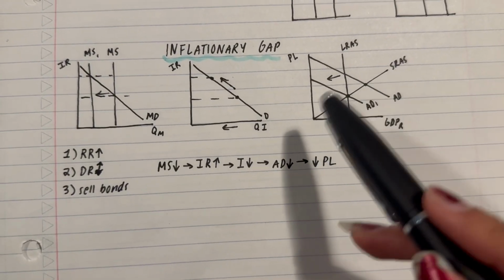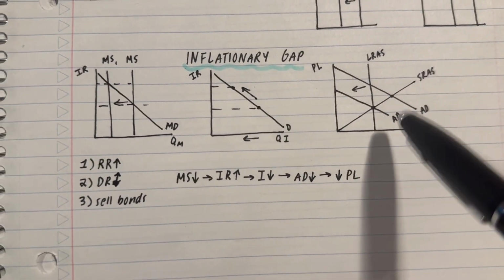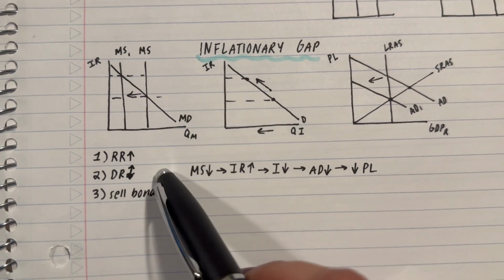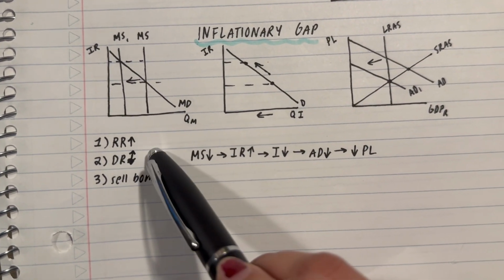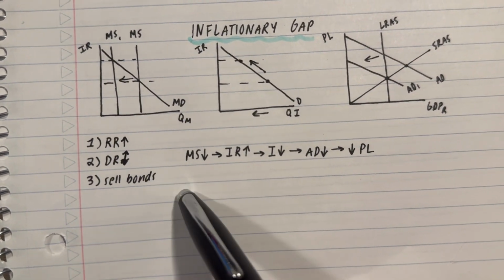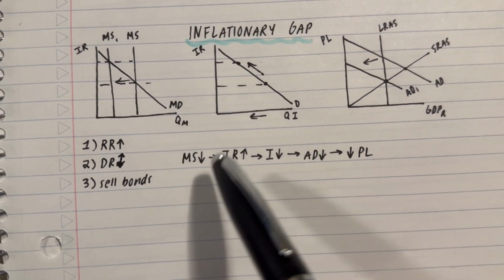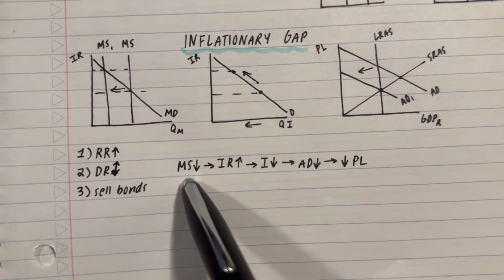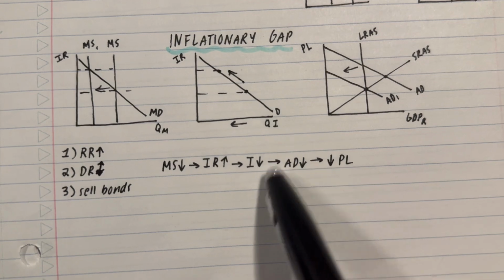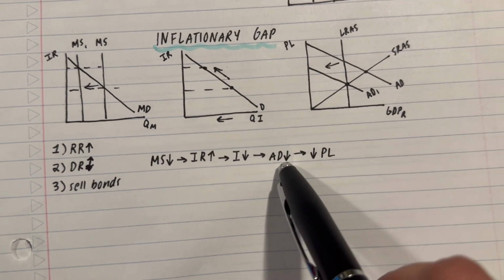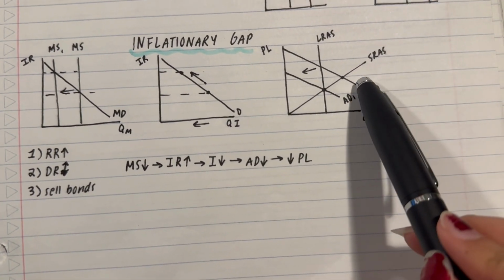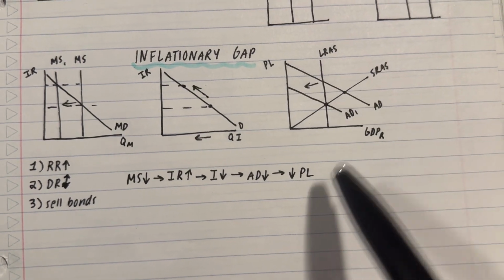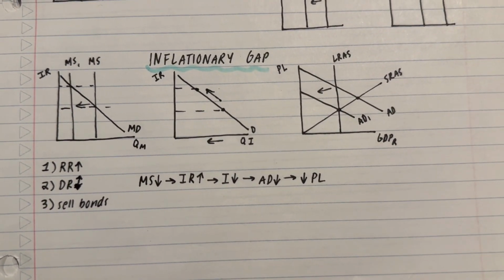So in order to close an inflationary gap, there are some steps that the Federal Reserve could take. They could increase the reserve ratio, increase the discount rate, or they could sell bonds. This would all be done in order to decrease the money supply, which would increase interest rates, decrease investments, and in turn decrease the aggregate demand. So this would shift back over to equilibrium, which would also cause a decrease in the price level.